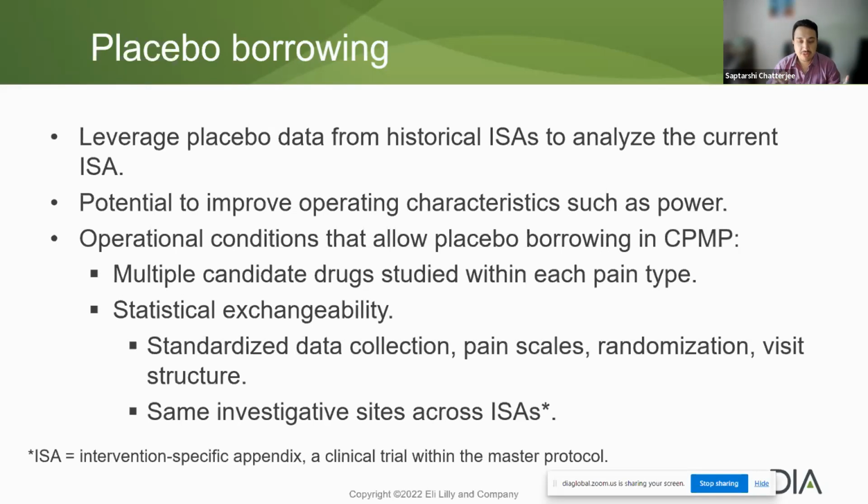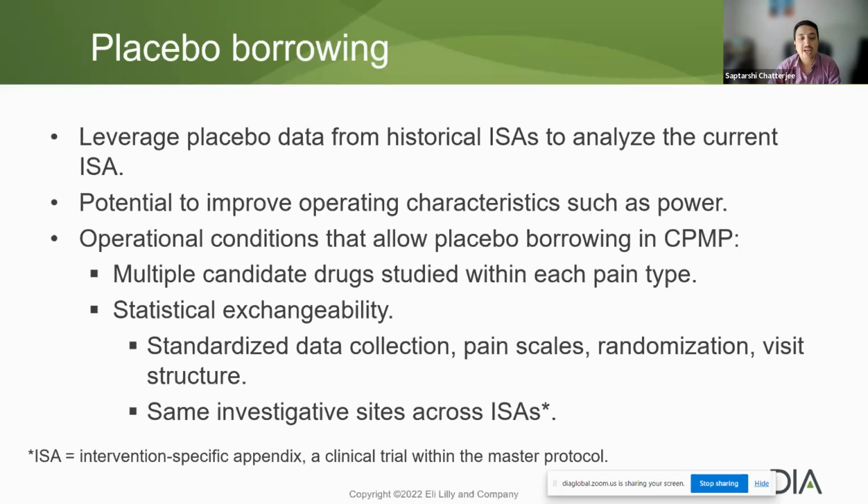Now, because of the master protocol, we went to the similar sites. We have a lot of similar scales. And in fact, if you look at each pain type, we have actually the same scales. So these multiple candidate drugs are studied in the similar population. If the inclusion criteria are not too different, then we are looking at the similar population, and we are studying multiple candidate drugs. So you probably would think that this is the best scenario that we can ever have to do a placebo borrowing.